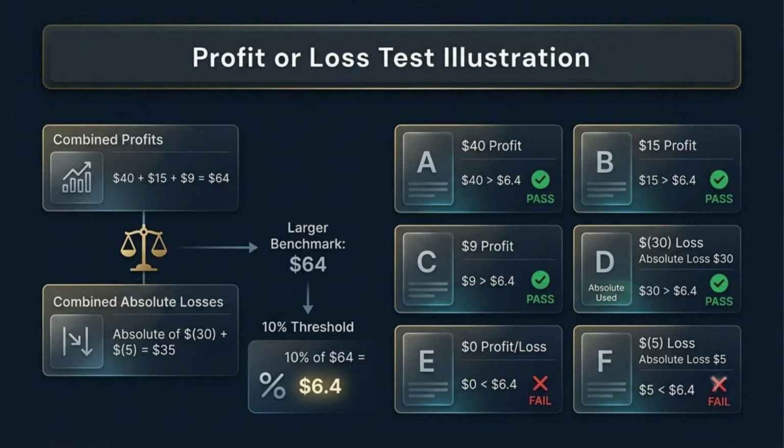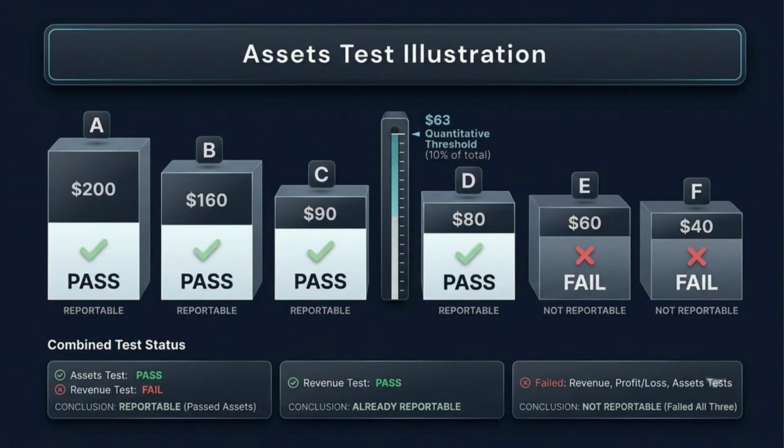A, B, C, and D pass because their absolute amounts exceed 6.4. E fails because 0 does not pass. F fails because 5 is below 6.4. For the assets test, the threshold is 10% of 630, which equals 63.